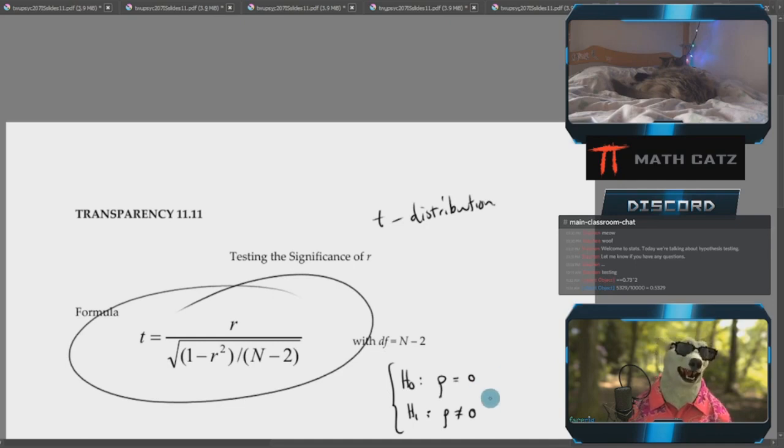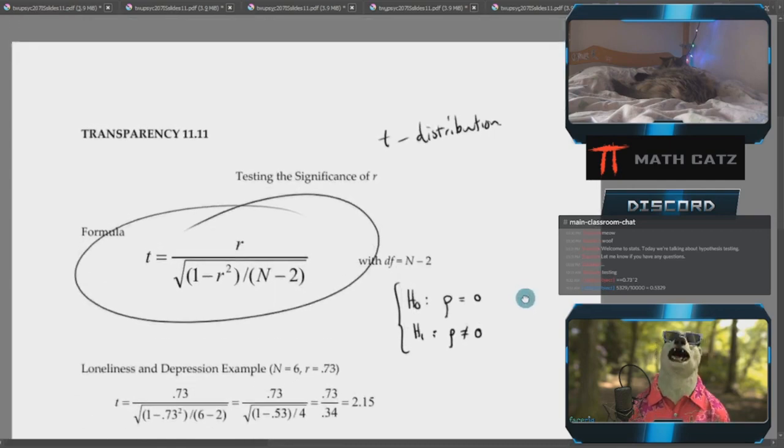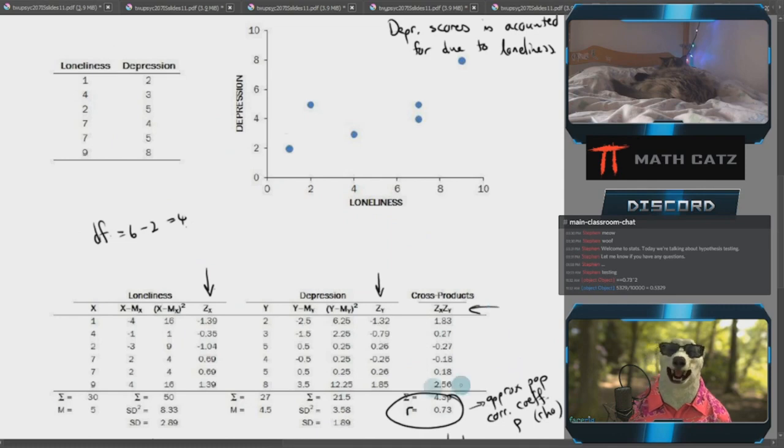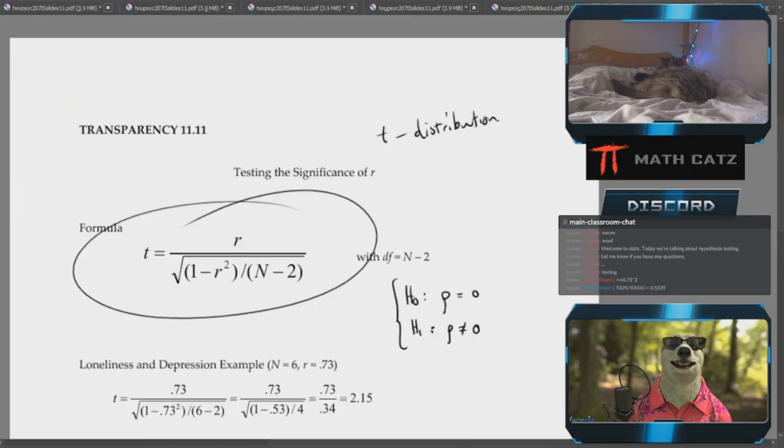And the higher I go to 1, the stronger the correlation is. So if I look at my loneliness and depression example, we got our 0.73, if you remember. And again, we'll do this in more detail in upcoming videos. Right now, these calculations are all done for you. 0.73, and we had 6 people in our survey.